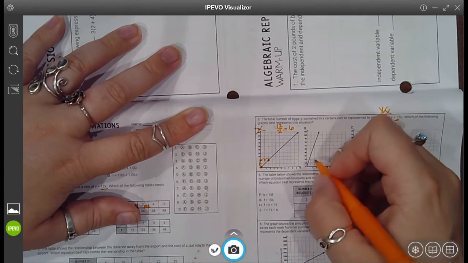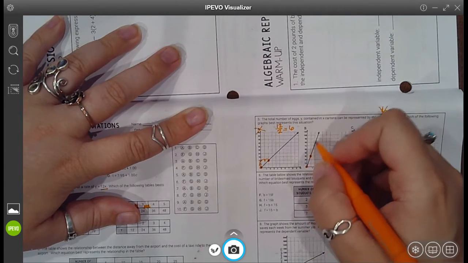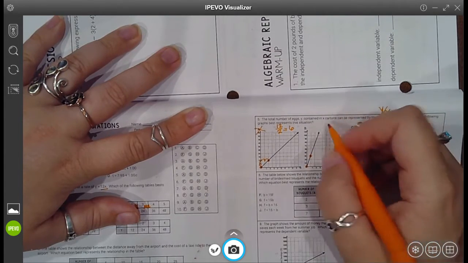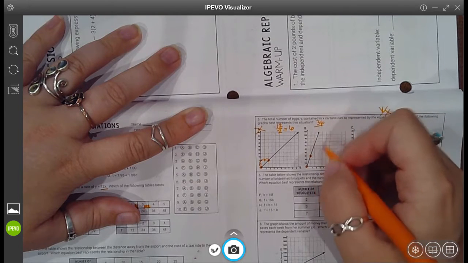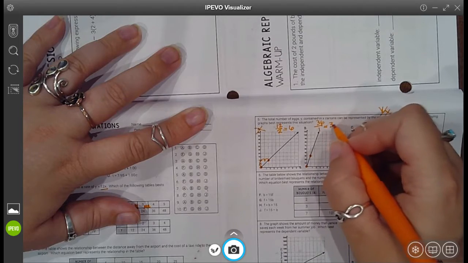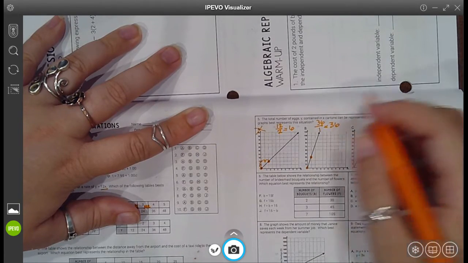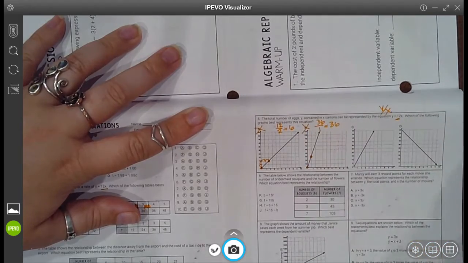Okay, here, an obvious point would be there to there. So it went up 36 and over 1. Well, 36 over 1 does not match 12. So that one didn't work, okay?